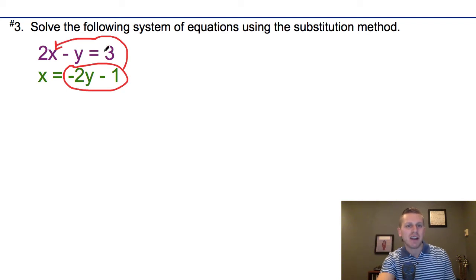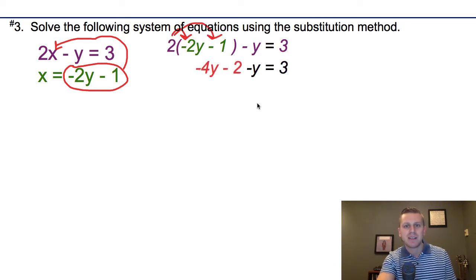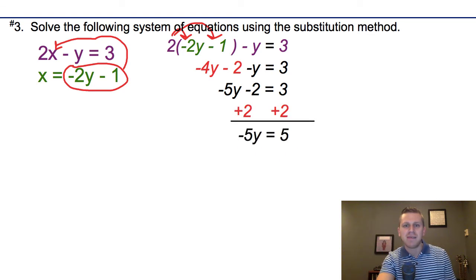So instead of rewriting the purple equation as 2x minus y, I can write it as 2 times negative 2y minus 1 minus y equals 3. Now we need to distribute. 2 times negative 2y is negative 4y. 2 times negative 1, negative 2. Combine like terms. Separate variables and constants. Divide by negative 5, and I get y equals negative 1.